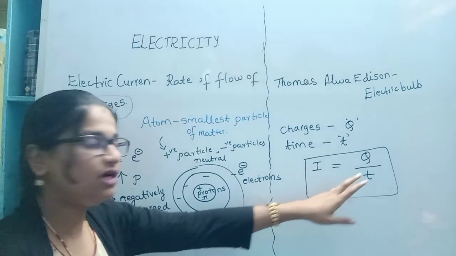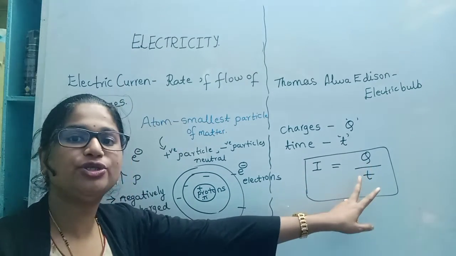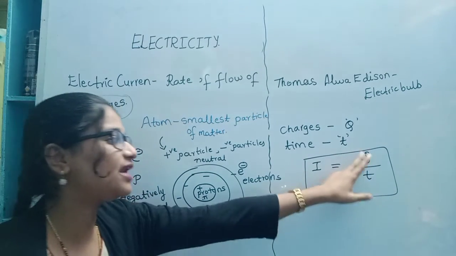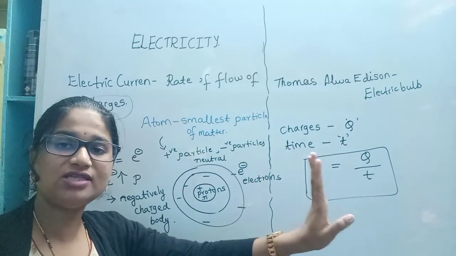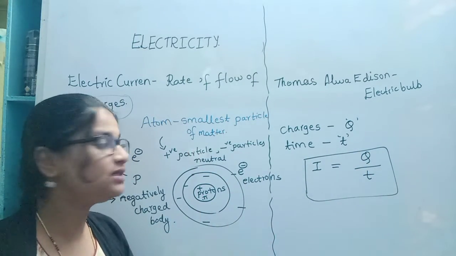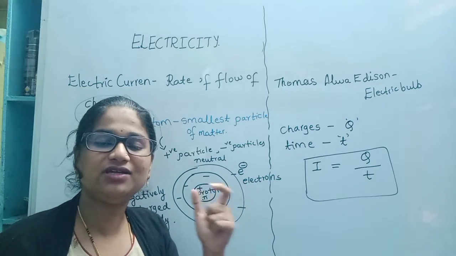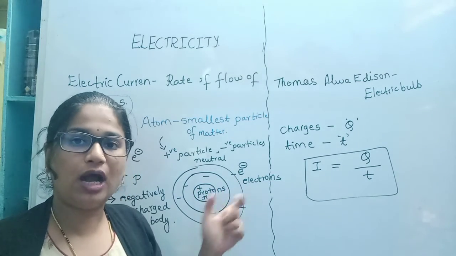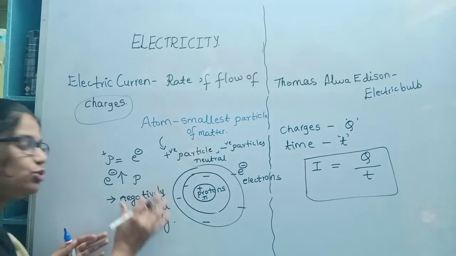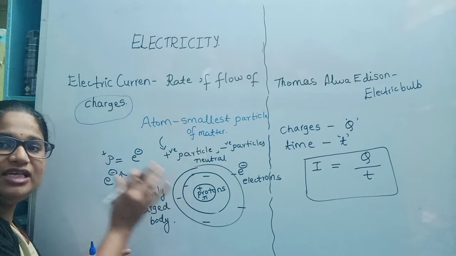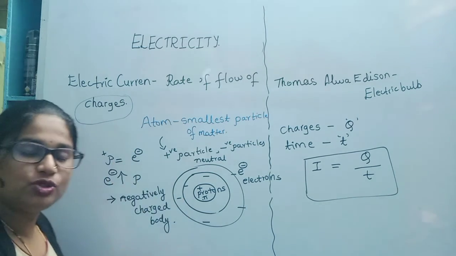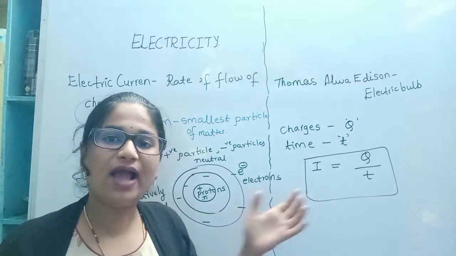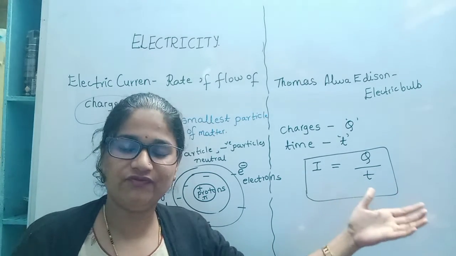What is current? The flow of charges per unit time, or we can say the rate of flow of charges through a cross section of any conductor is termed as electric current. How does the electric current occur? That is due to the flow of negatively charged particles called electrons. So how do they actually move? How does the current actually come?